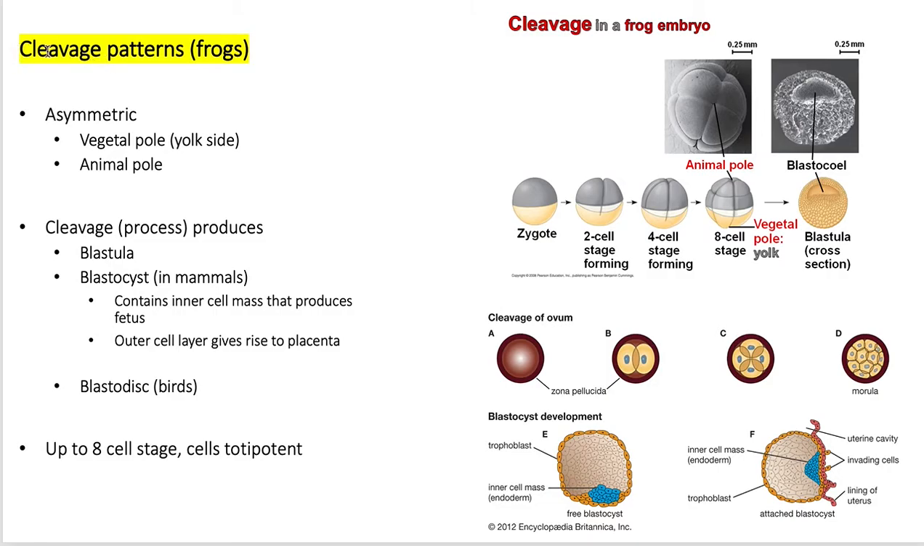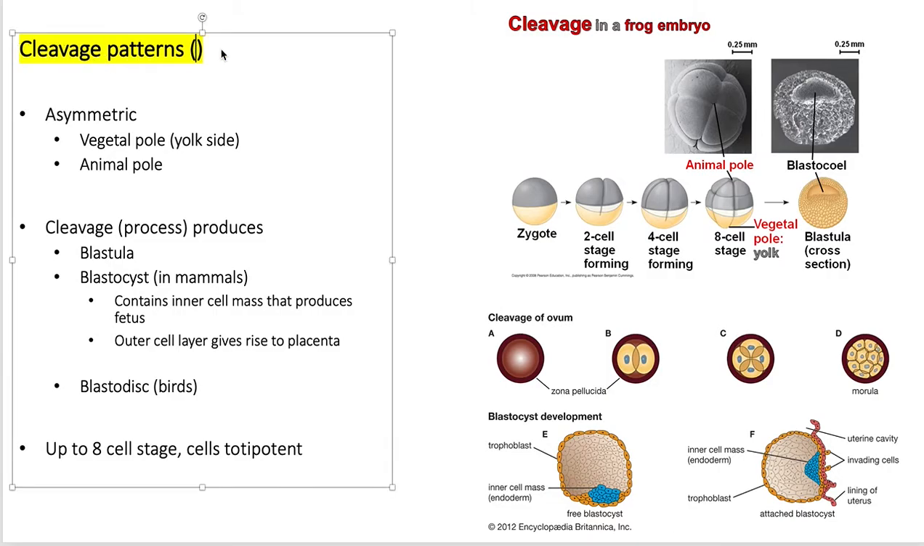So cleavage patterns, and I say frogs, but there are other patterns that I want to mention here. The blastula, the classic developmental stage in animals, is really a frog thing. There are other types of blastula-like things, blastocysts in mammals and blastodiscs in birds, which I'm going to talk about in just a moment. They are about the same stage.